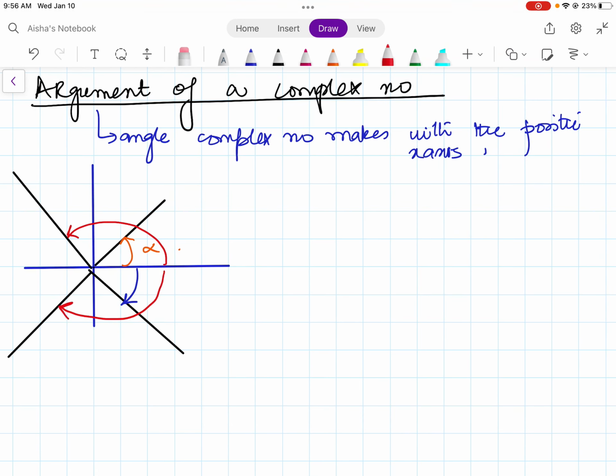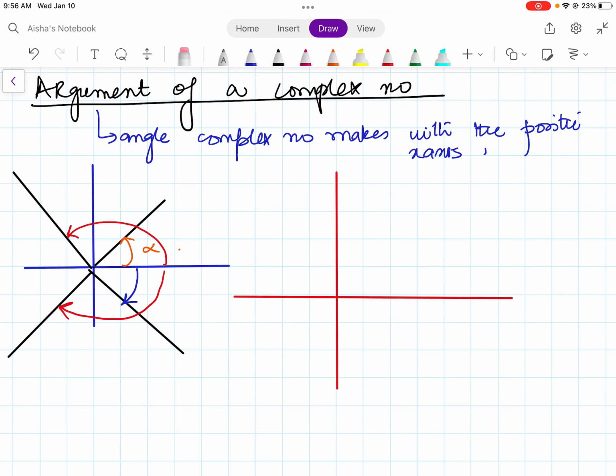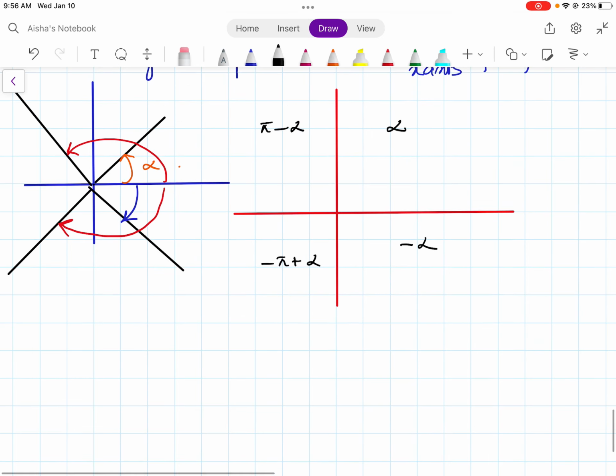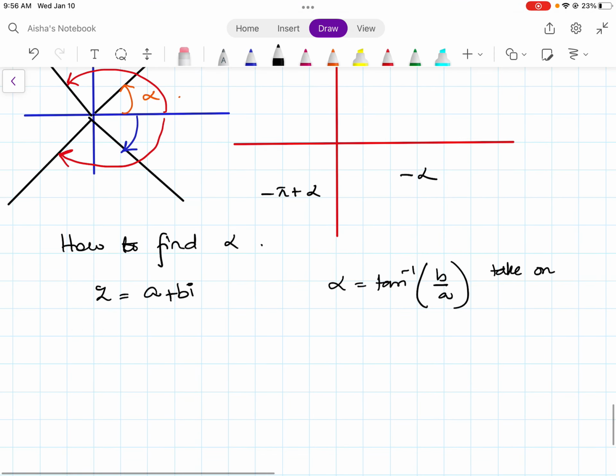Now how will you find these arguments? Let's talk about that. In the first quadrant, it's alpha, then pi minus alpha, minus pi plus alpha, and minus alpha. Okay? Now, how to find alpha? z is equal to a plus b iota. Alpha will be tan inverse b upon a. Take only the numbers, no signs.